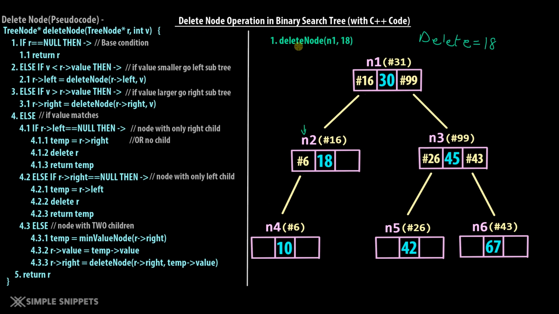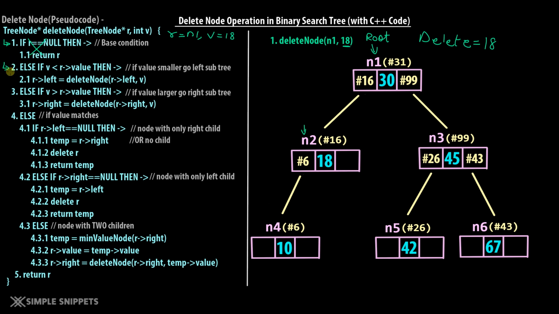Okay, so this is how the first function call would look like. You'll say delete node. You'll pass n1 because n1 is the root node, correct? You'll start with the root and you'll pass the value to be deleted. Okay, let's start with the first step in the pseudocode. We'll check if r equals null. r is equal to n1 and the value v is equal to 18. r is not null because r is n1. So this step will not be executed.